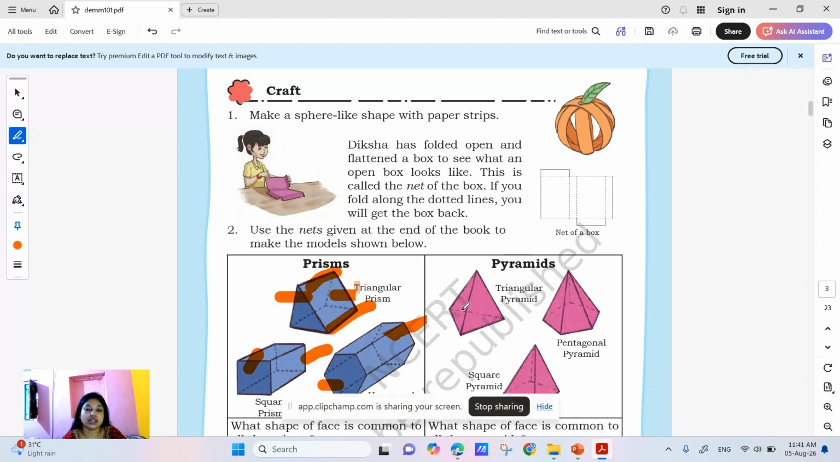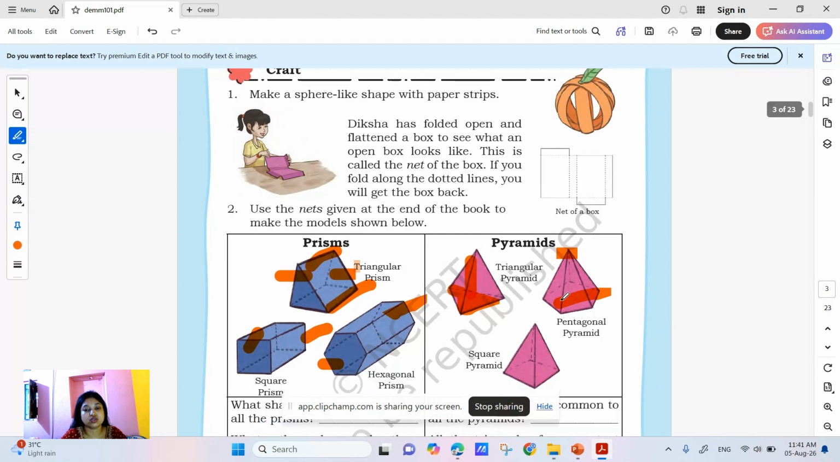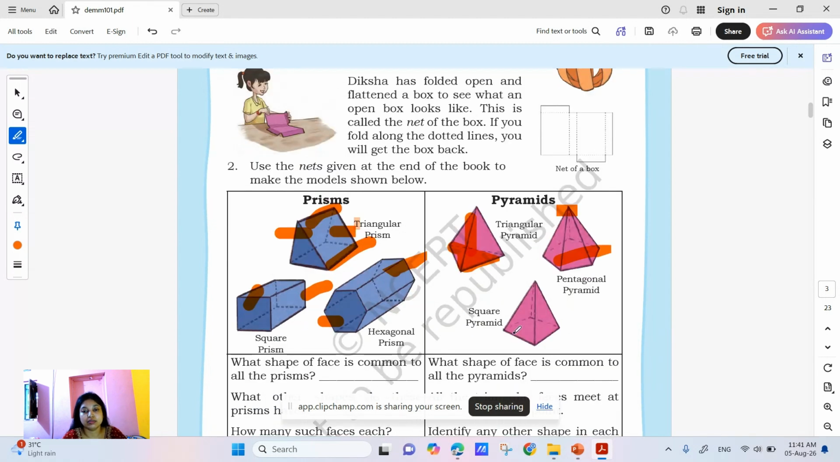Okay, but in pyramids there is only one base and the lines from the vertices are joined at a single point. Okay, these are called pyramids. That means it has a pentagonal base and the lines from the vertices are joined at a particular point. Also here is the square pyramid. That means the base is a square and the lines from the vertices are joined at a particular point. So it is called a pyramid.